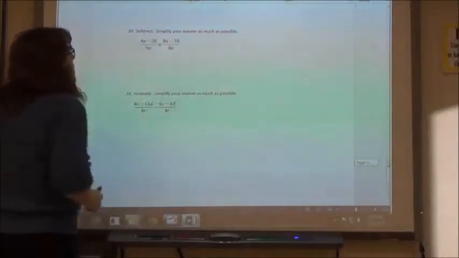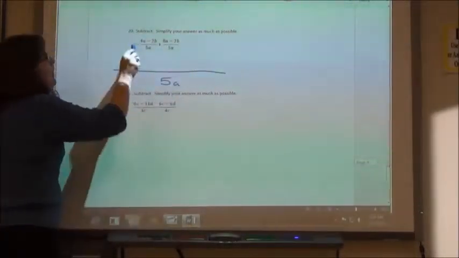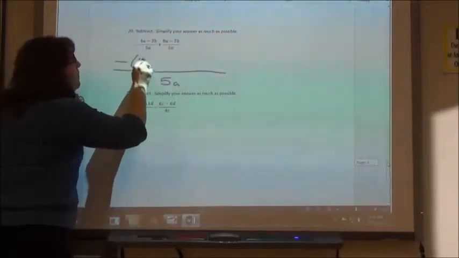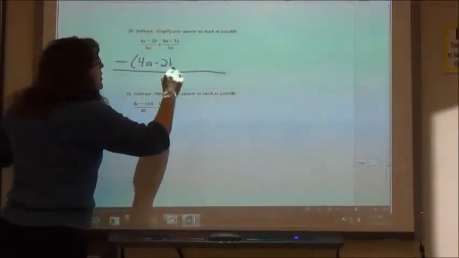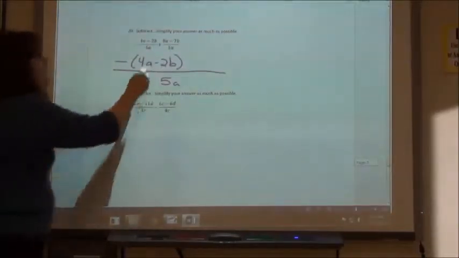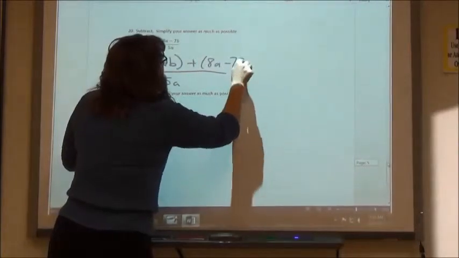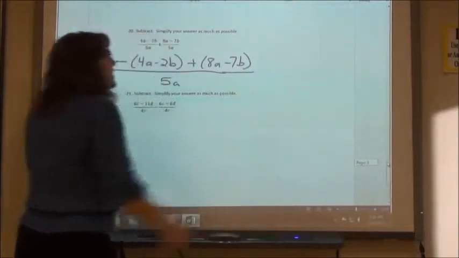So, rewriting this one all over my 5a. I've got a minus sign, and then I have 4a minus 2 in parentheses, because that's all on top of my first fraction. And then on this one, I've got a plus sign, and 8a minus 7b is going to be in my parentheses.